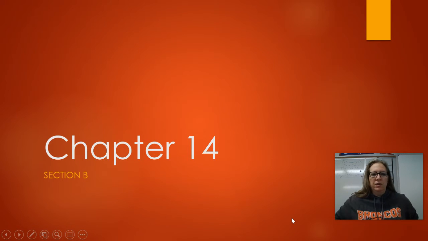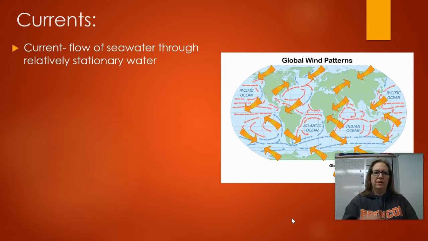Hi guys, welcome back. We're going to do section B today, and we're going to talk about currents. A current is basically a consistent flow of seawater, when the surrounding water would typically be relatively stationary. So you get this current that flows through for many different reasons.